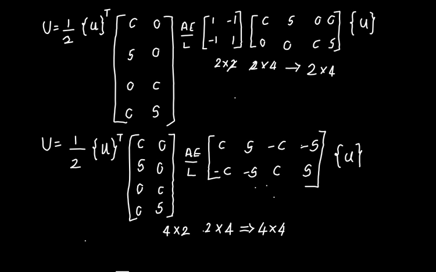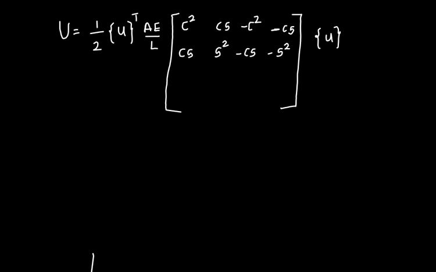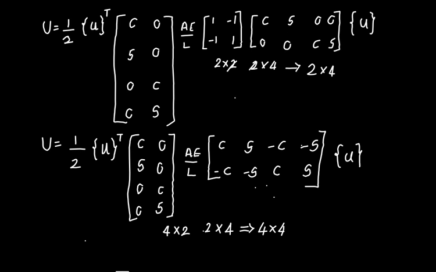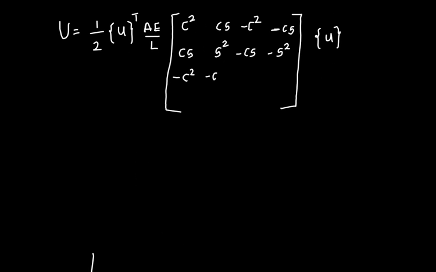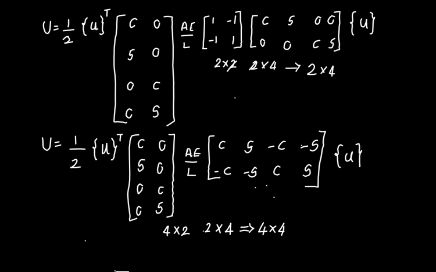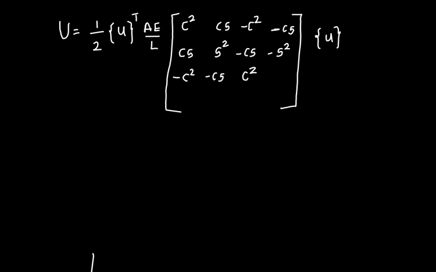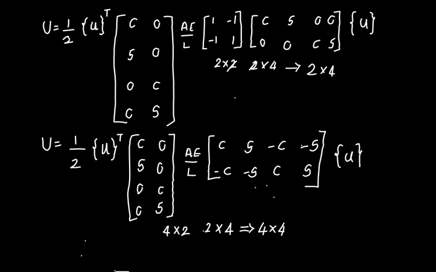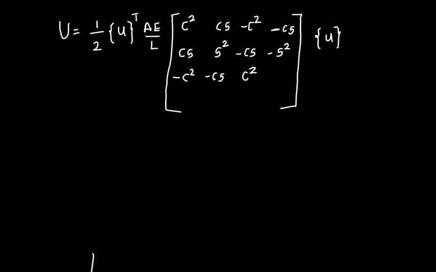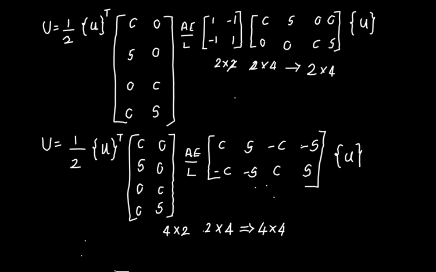Now third row into first column, 0 into C plus minus C into minus C, it's going to be minus C square. Third row into second column, it's 0 into S, C into S, it's minus CS. Third row into third column, it's going to be C square. Third row into fourth column, it's going to be CS. Right, fourth row into first column, it's going to be 0 into C, S into minus C, it's minus CS.